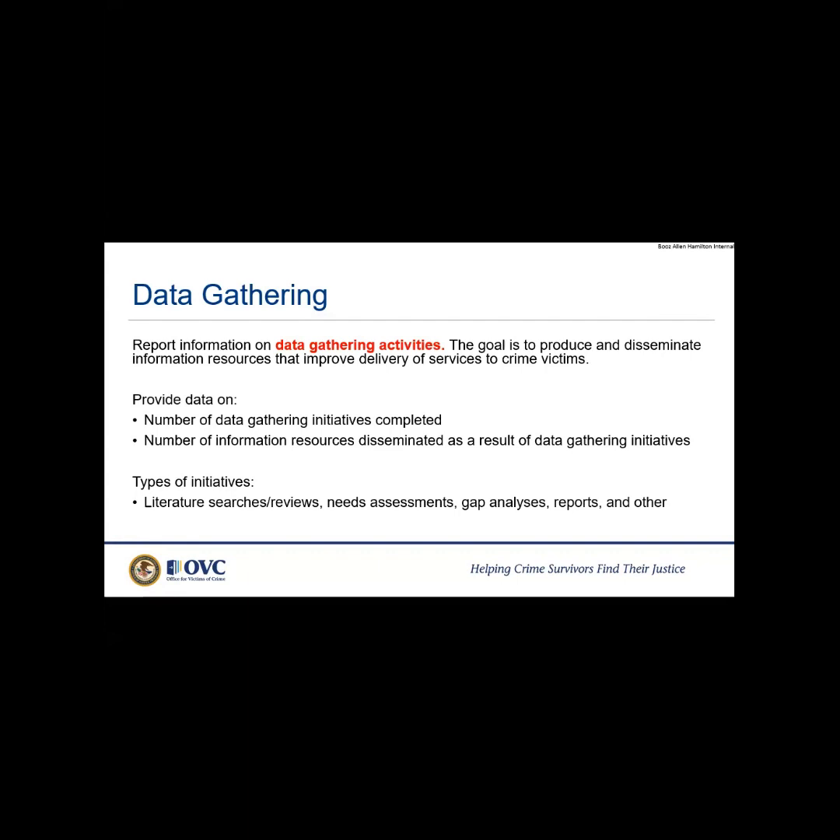For the specific question bank, grantees and subgrantees should be providing data on the number of data gathering initiatives that were completed during that reporting period and the number of information resources disseminated as a result of a data gathering initiative. An example would be, let's say your organization is doing a needs assessment of another organization or a unit of some sort within your work, and you completed a needs assessment. The completion of that needs assessment would be counted under the data gathering initiatives completed. So you would enter that in there, and that would be one.